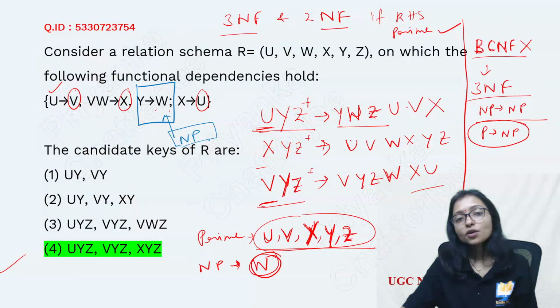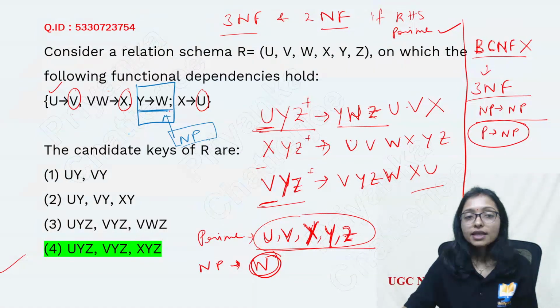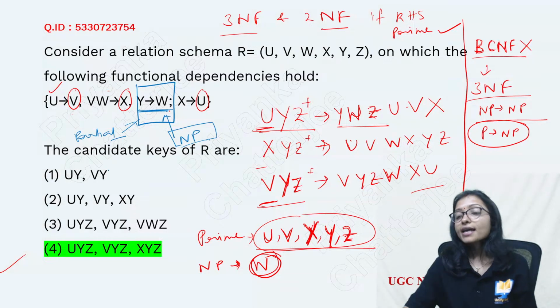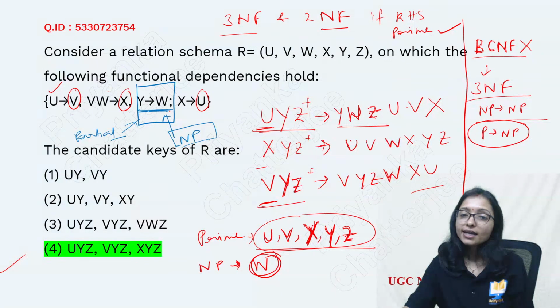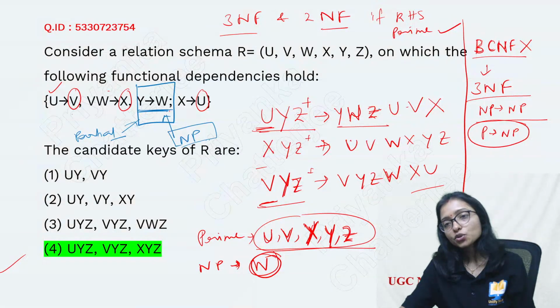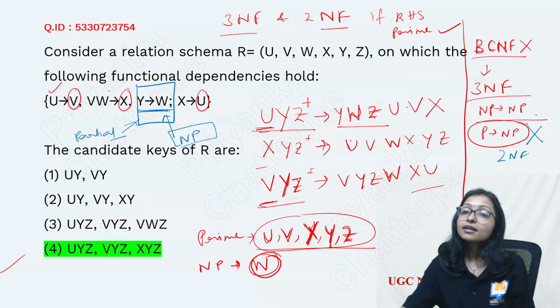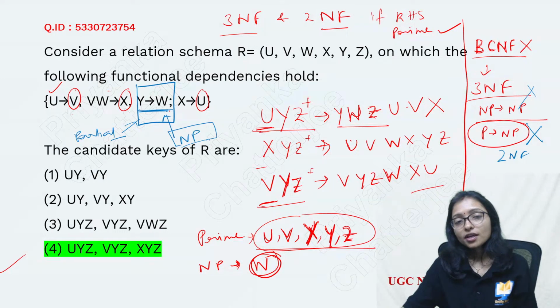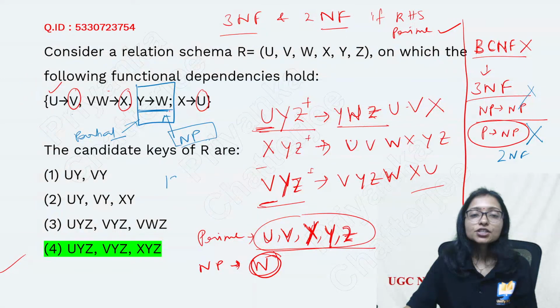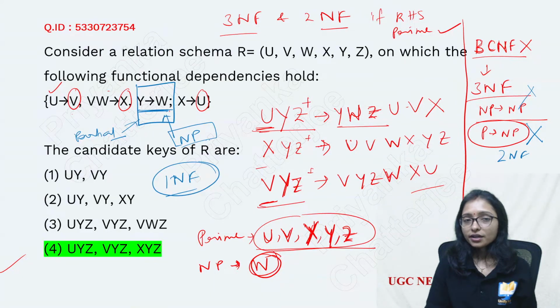As this is a non-prime attribute, a prime to non-prime dependency is happening. That means it is partial dependency. Y is the part of the candidate key and W is the non-prime attribute. So this is not allowed in 2NF, and not in 3NF also. That's why this relation is in 1NF.